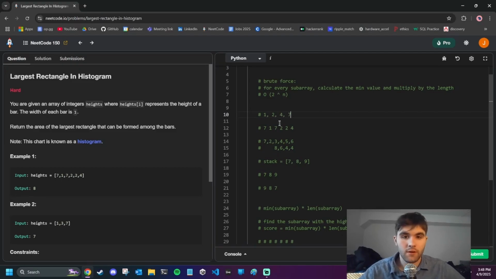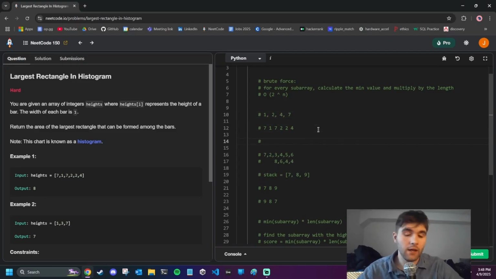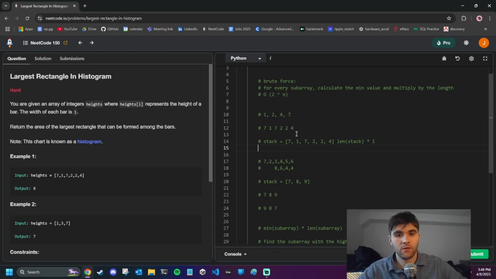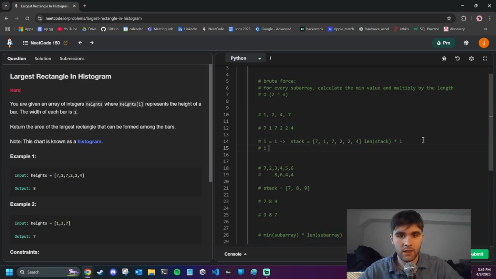And we'd say, okay, for height of 1, we're going to continuously add to the stack until we are less than 1. So we'd add 7, 1, 7, 2, 2, 4. And then our answer would be the length of this times our element. So let's say I equals 1. And then we'll go to the next element, and I'm not sure if it has to be sorted or anything like that.